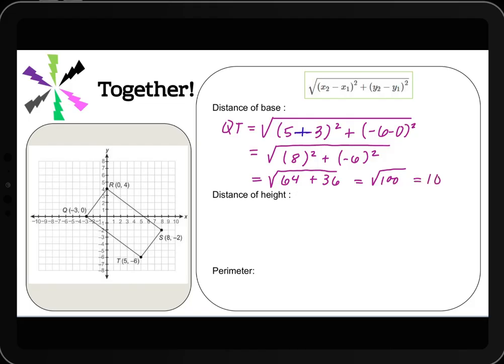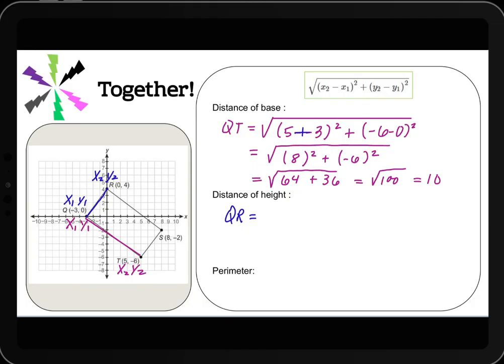For the height, since I use this as my base length, the height can be represented as this length right here, which is QR. So for QR, again, something like that you can certainly do as what I did. I treated this as x1, y1, and I treated this as x2, y2. And I will also go ahead and treat this as x1, y1, and x2, y2 as well.